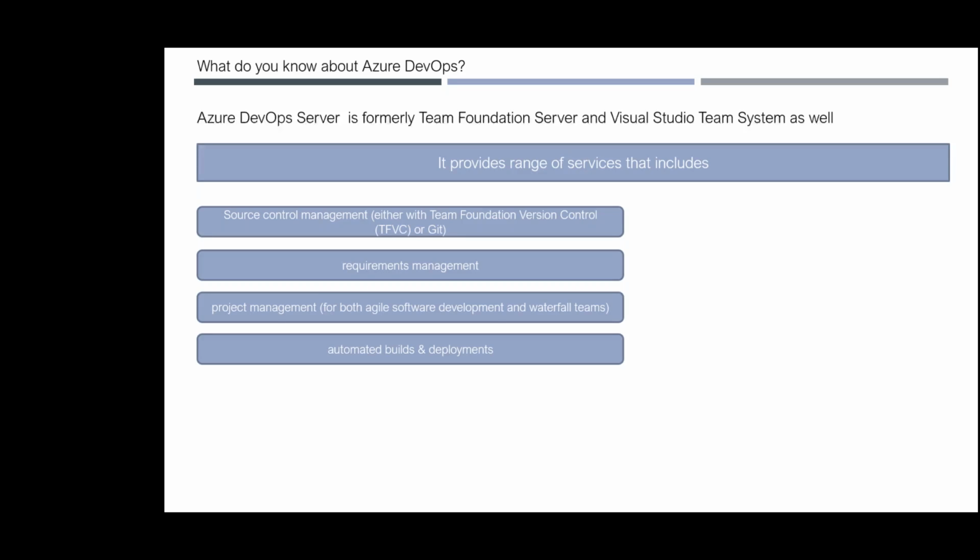The DevOps terminology here is CI/CD. CI means continuous integration. CD means continuous deployment. CI relates to your automated builds. CD refers to your automated deployments.